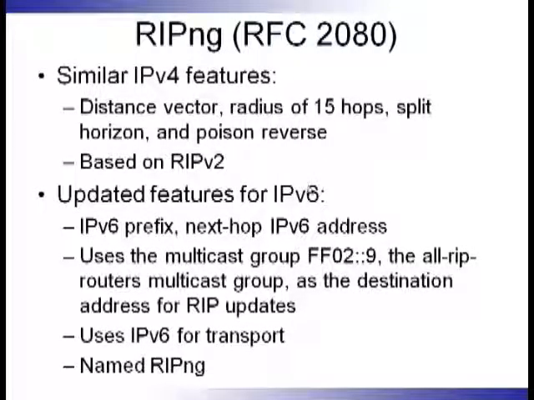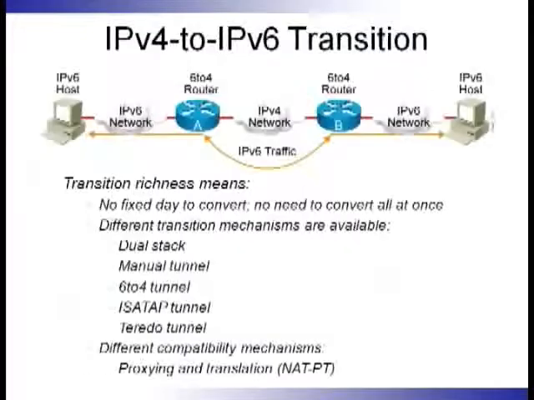So, of course, we're going to come from RIP. And remember, RIP runs at the application layer, unlike the other routing protocols, so it's going to use IPv6 when we get to the network layer. And, of course, it's named RIP Next Generation, RIPng. Could have been RIPv6, would have been fine with me.